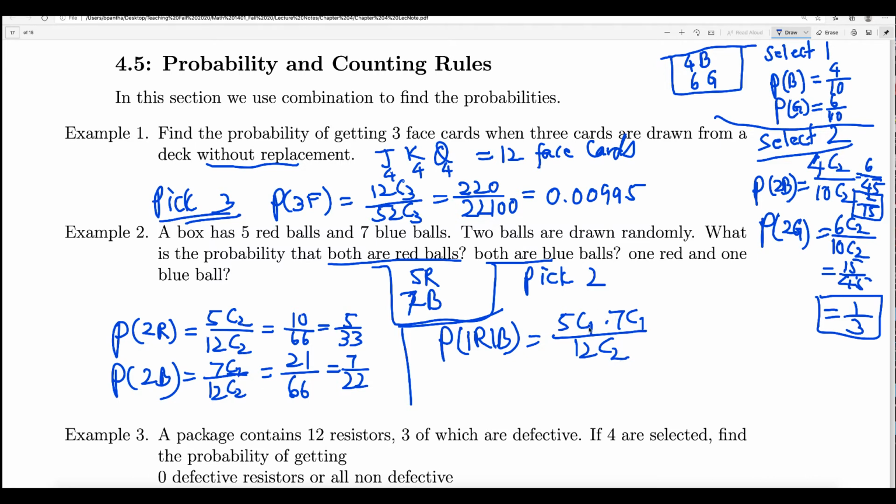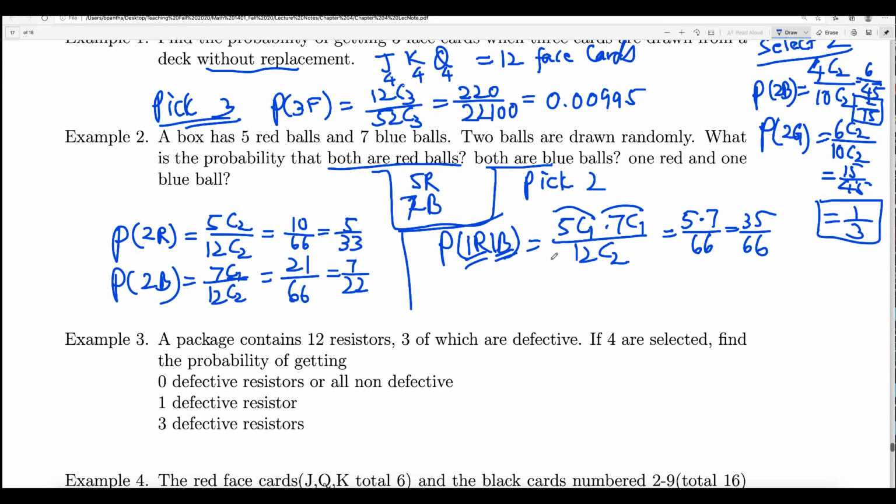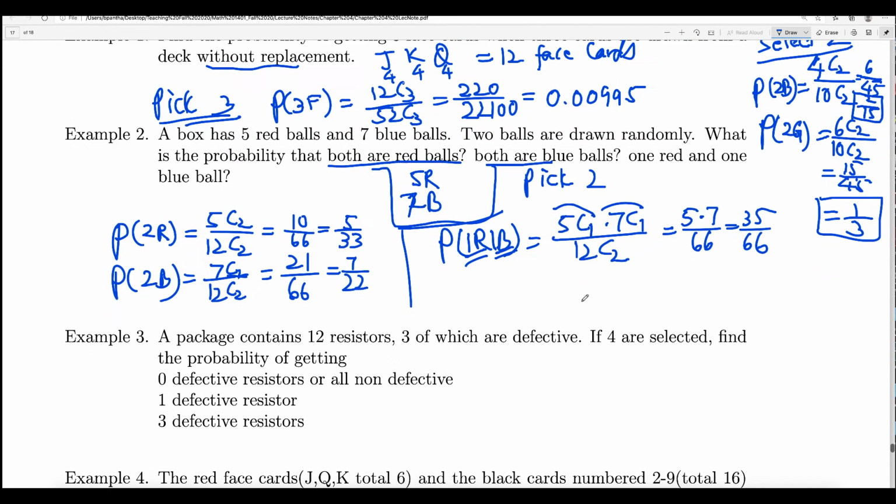So you are picking 1 red ball, 5C1, and then 1 blue ball, 7C1, over 12C2. How much is that? This will be 5 times 7 over 66, right? So it is 35 over 66. This is the probability. Okay, so the same concept, but you have 2 terms there. This is because we want to pick 1 red ball and 1 blue ball. That's why you need to consider both.